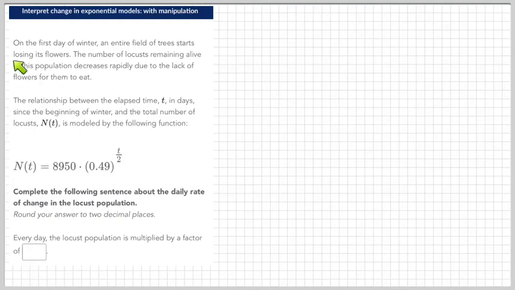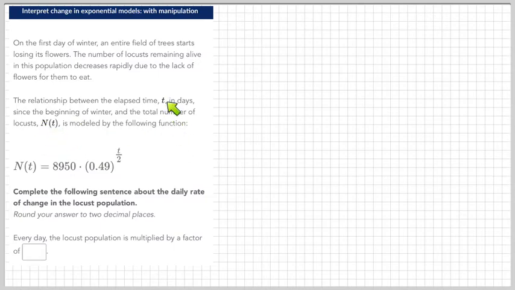Okay, so I'm going to read it. Here we go. On the first day of winter, an entire field of trees starts losing its flowers. The number of locusts remaining alive in this population decreases rapidly due to the lack of flowers for them to eat. The relationship between the elapsed time t in days since the beginning of the winter and the total number of locusts n is modeled by the following function.